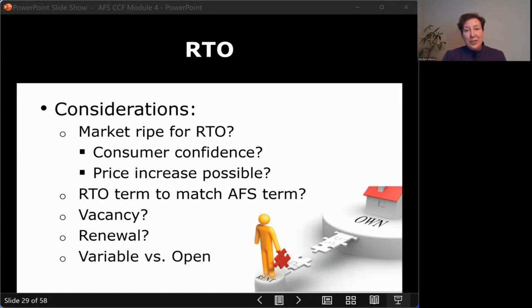And variable versus open for your mortgage. This is a funny story. So we had a rent-to-own tenant and the term came up and we did a regular renewal for the first rent-to-own term and mortgage and everything. And then when it came up again, they were almost ready to buy. So we left it as open because it was just going to be another month.